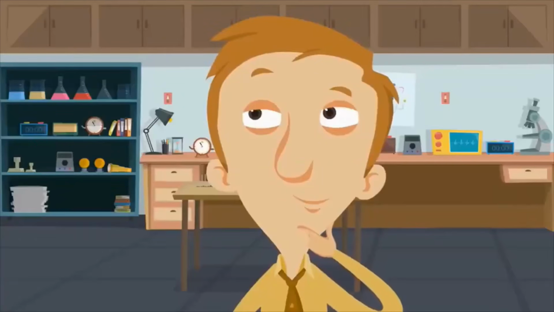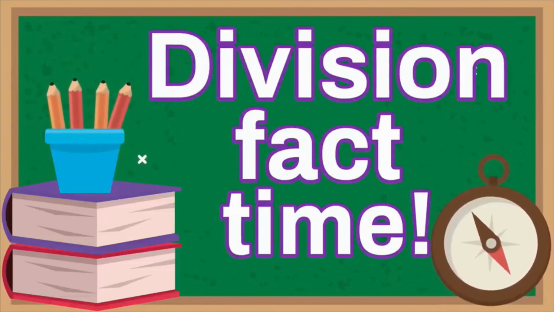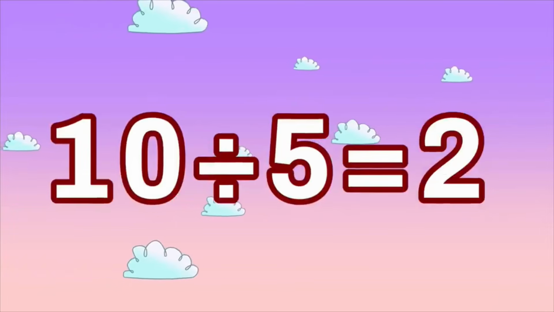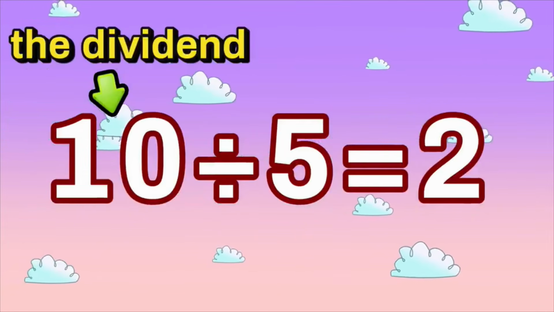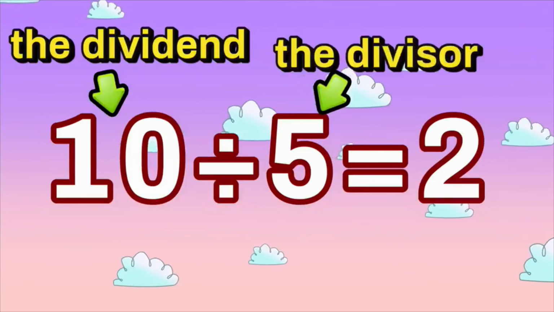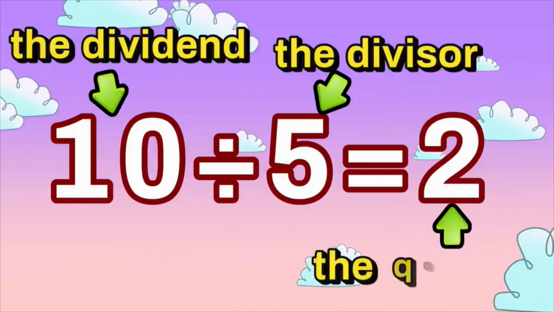Hey, I think it's time for a division fact. It's division fact time! When you have a division problem, the total number is called the dividend. The number of groups you are splitting it up into is called the divisor. And the answer, as we've already talked about, is called the quotient.